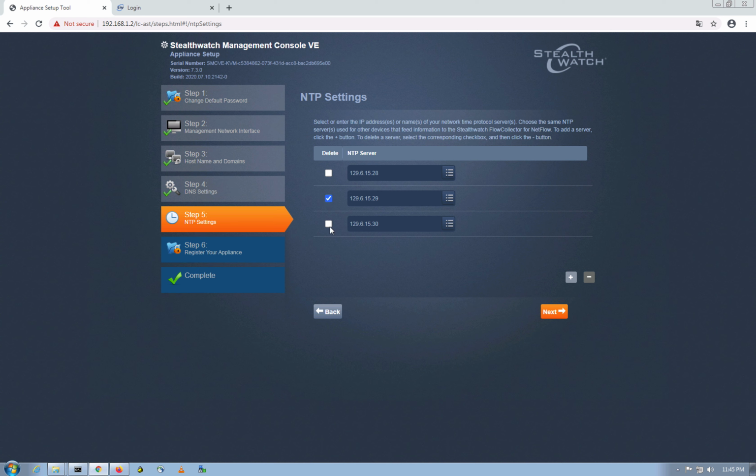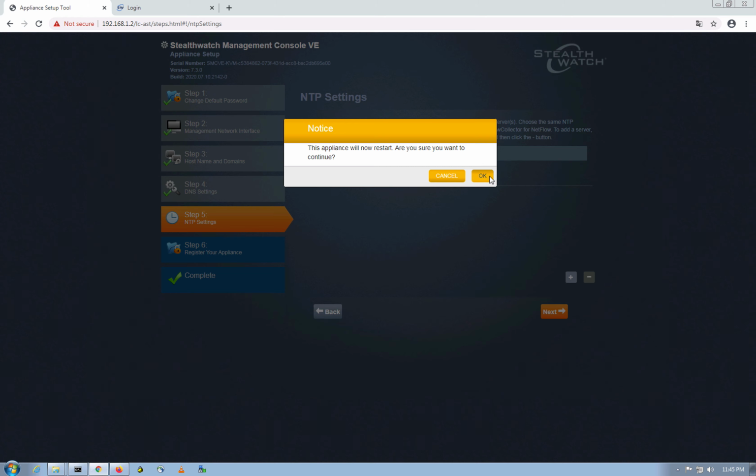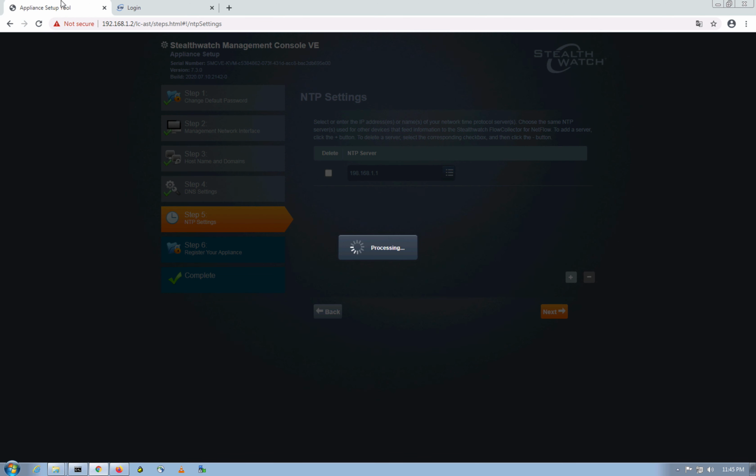For NTP, this is the NTP server. I'm going to remove these both, I don't want them. My NTP server is my default gateway itself, so 192.168.1.1. It's going to ask you to confirm if everything is good. I'm going to say yes and restart and proceed. Now it's going to restart with these updated changes.